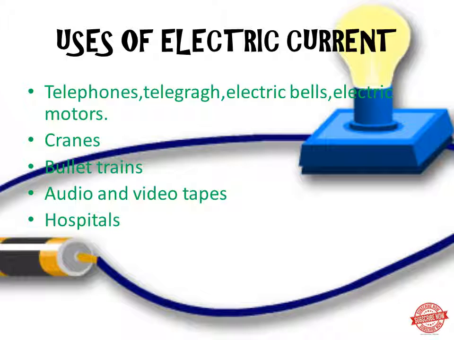Electromagnets are used in hospitals by surgeons to remove steel splinters from eyes or wounds. Electromagnets are also used to lift heavy loads of iron and steel. The most important use of electromagnets is the electric motor.